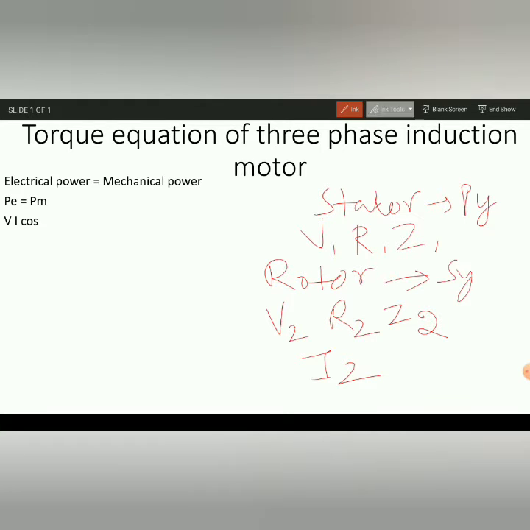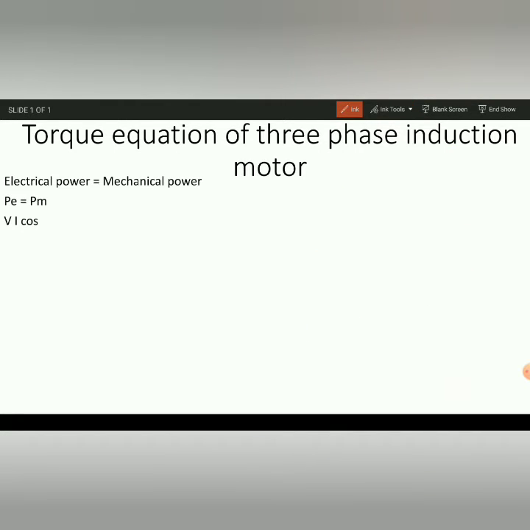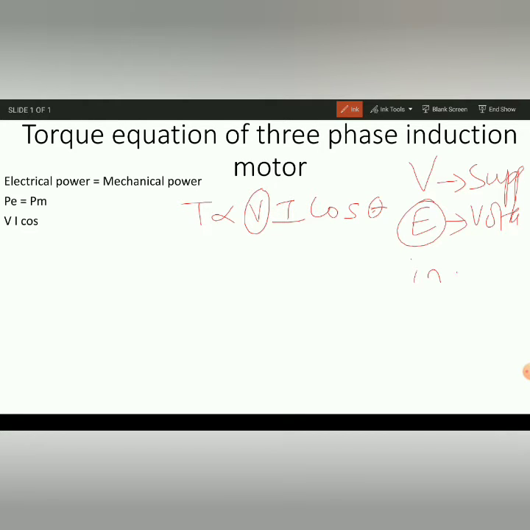Okay, now simply we are going to replace those equations with the stator and rotor voltages and rotor parameters. Now we know that T is proportional to V I cos theta. Now let's just think, what is this rotor voltage? Whenever we mention V, it is a supply voltage, that is, we supply it. Whenever we write it as E, this is also voltage, but this is not a supply voltage, this is the induced voltage.